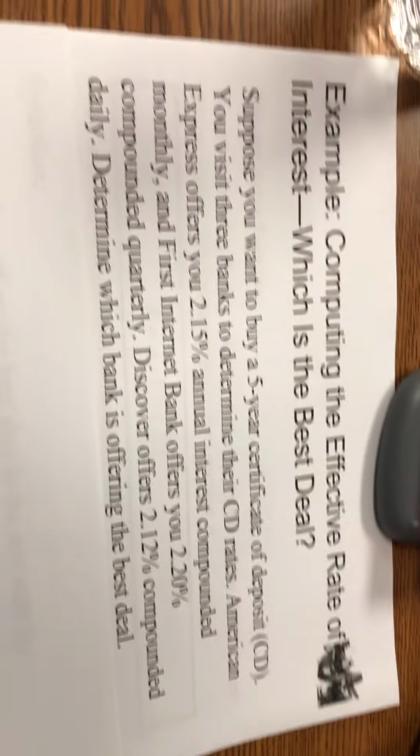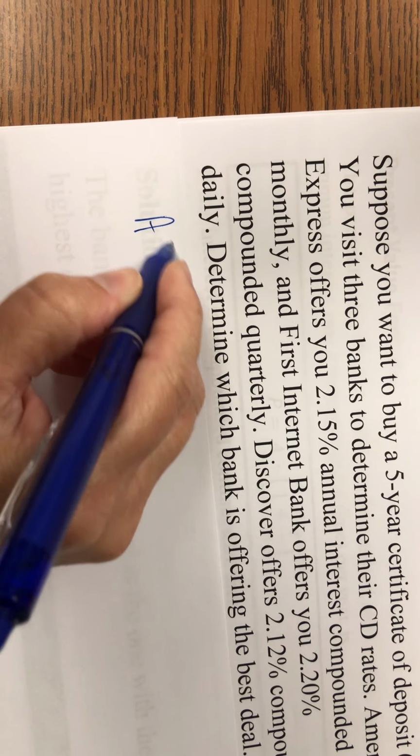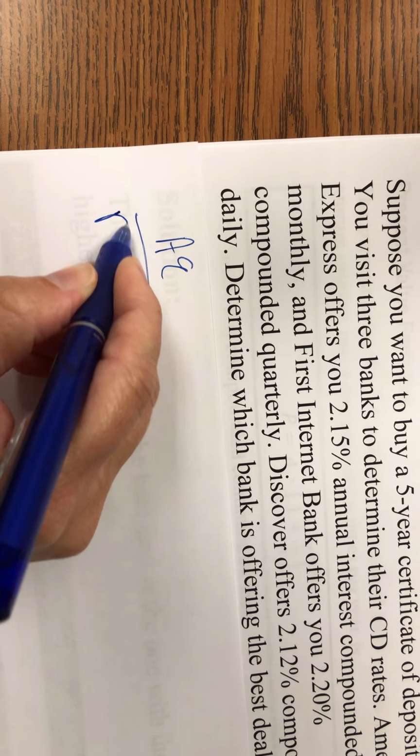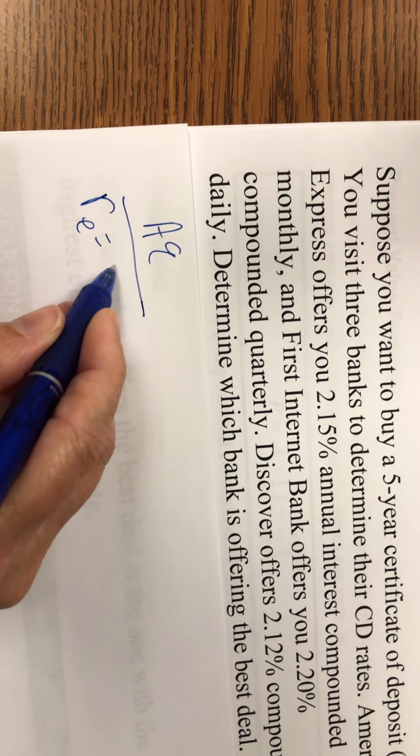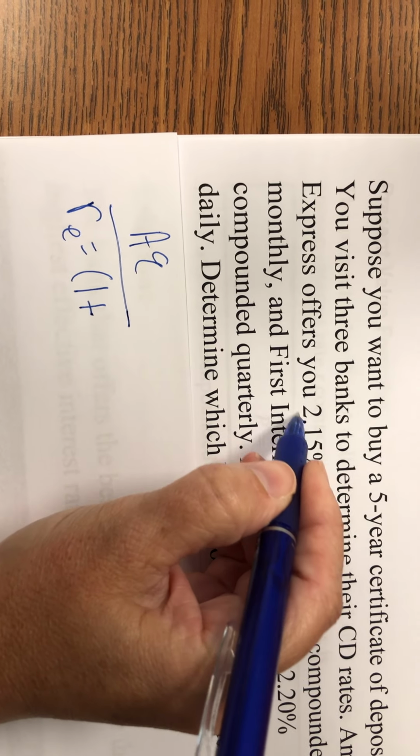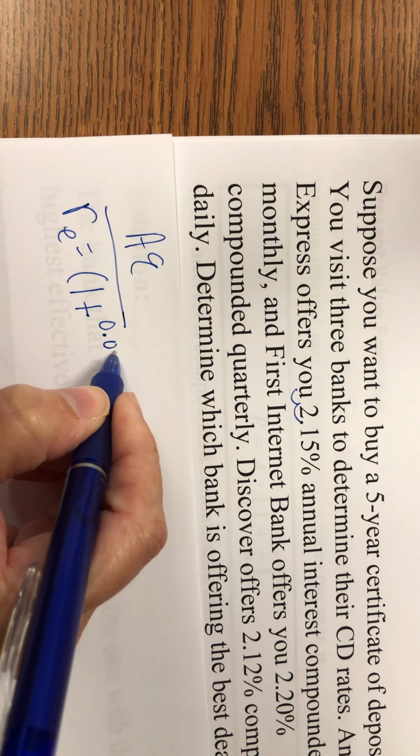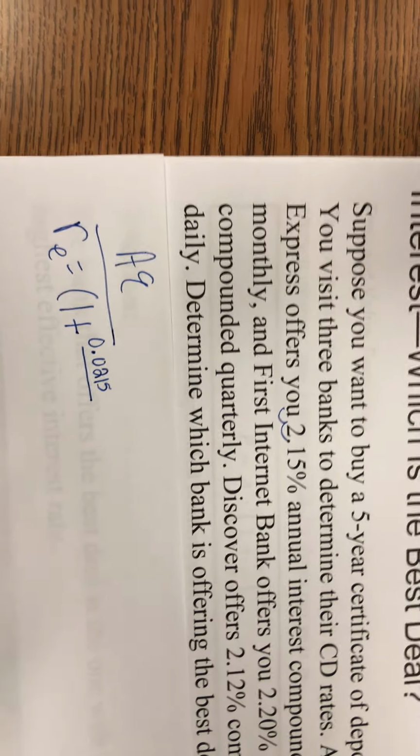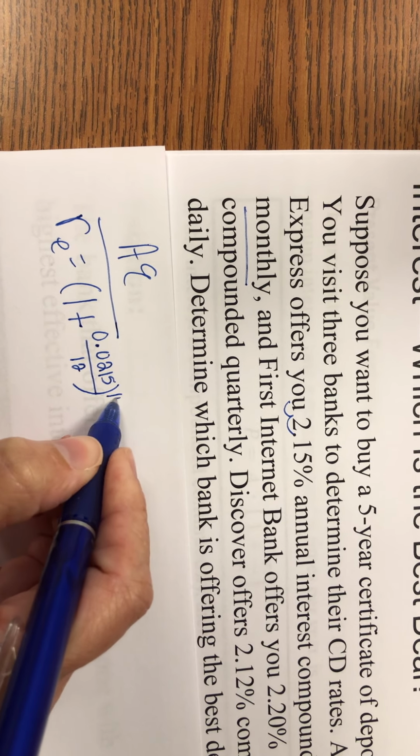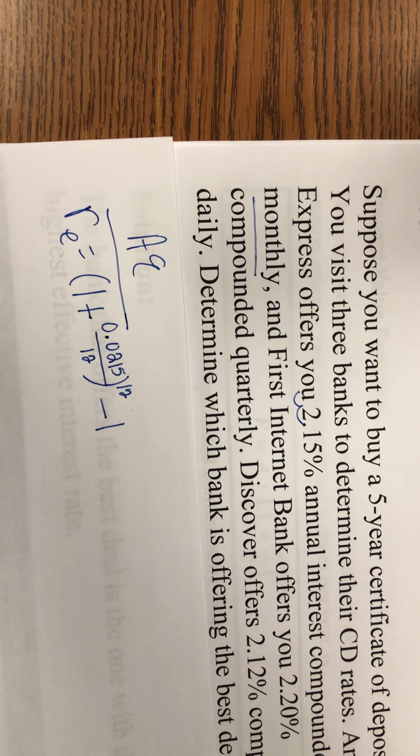So if we use our effective rate, R_E, let's go to the first bank first. That's going to be American Express. Okay, so we're looking for R_E. Now it's going to be 1 plus our interest rate as a decimal. We've got 2.15%, and if you move that over, it'll be 0.0215. And then N is the number of times you compound a year. We're compounding monthly. And then raise that up. Again, we're dropping the P and the T, but don't forget to subtract 1.